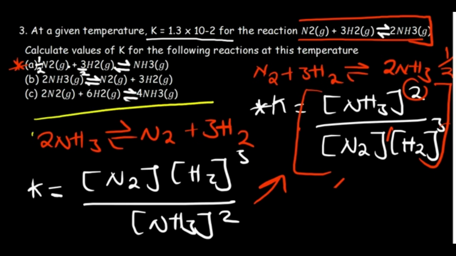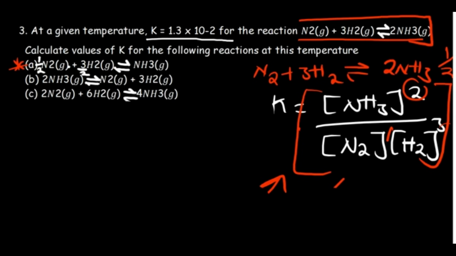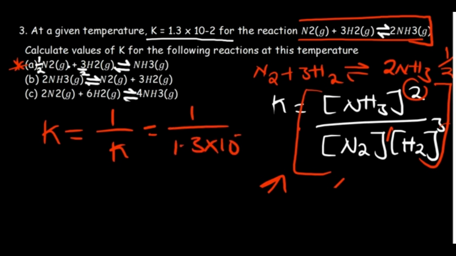Whenever you reverse a reaction, and that is because we've reversed it, in this case our reactant becomes the product in the other case. So we've reversed the actual equation. So if you reverse a chemical reaction, the K basically becomes the reciprocal. So for our B, it's going to be 1 over the actual K, which is 1 over 1.3 by 10 to the power negative 2. That is going to be our value of K for the second reaction there.